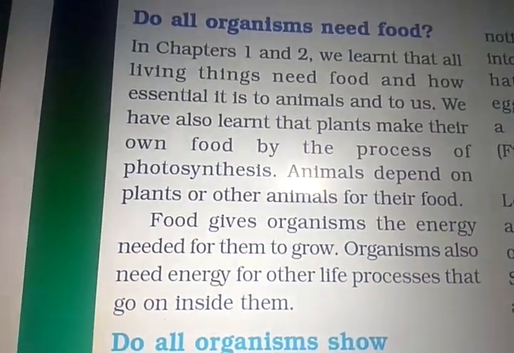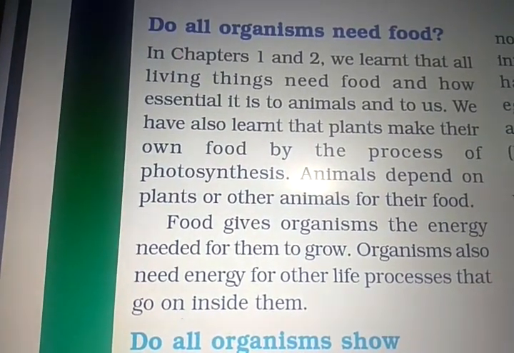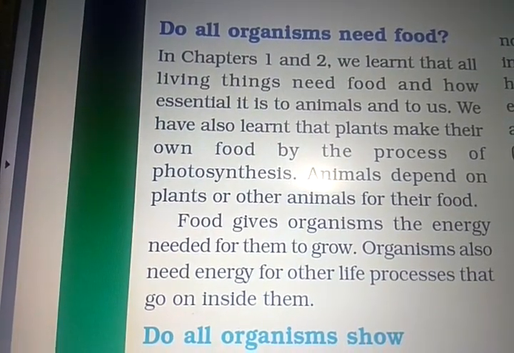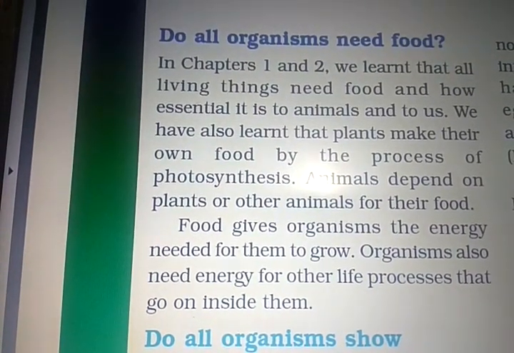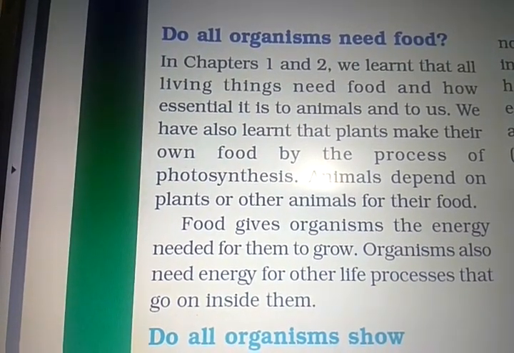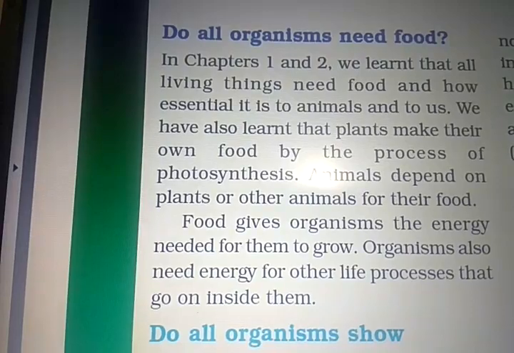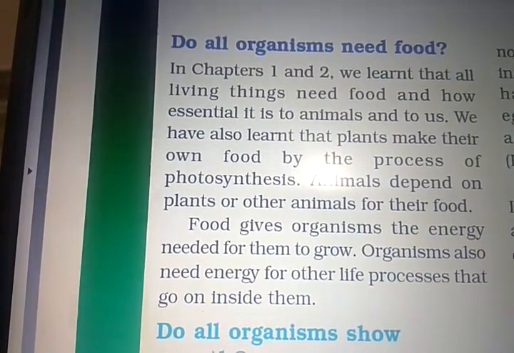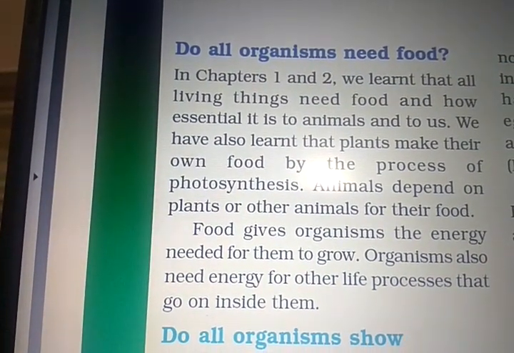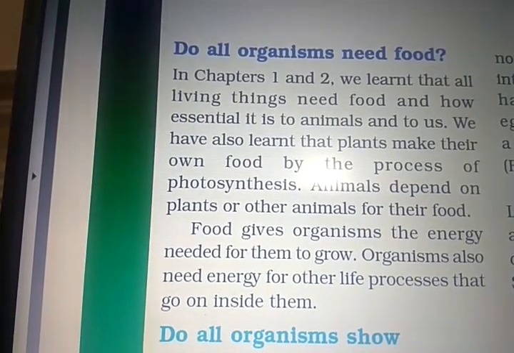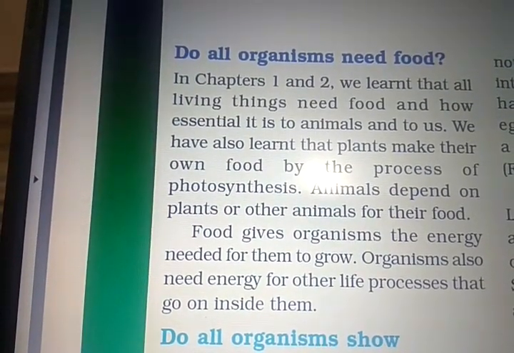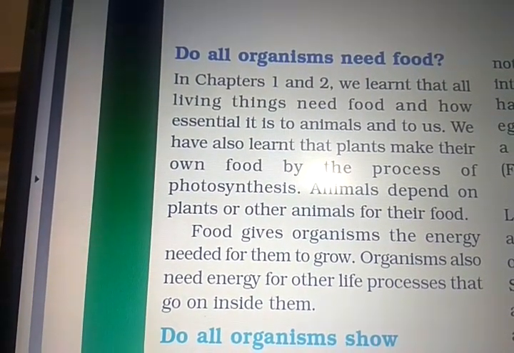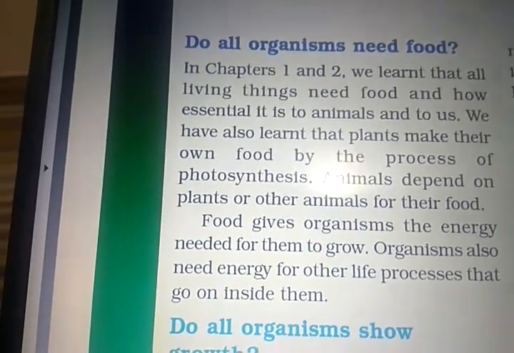Plants are the only organisms in the world that are autotrophs, meaning plants make their own food by themselves. All the remaining living organisms depend on plants, so plants are a primary source. We are all heterotrophs, meaning we depend on plants. Food gives organisms the energy they need to grow, and organisms also need energy for their life processes.